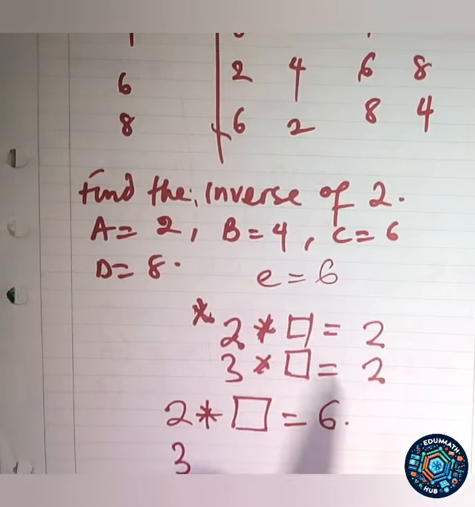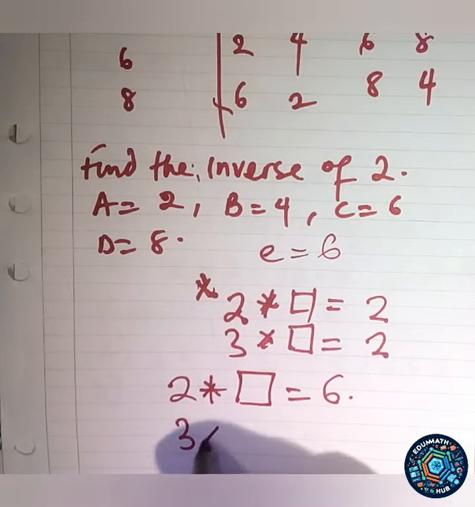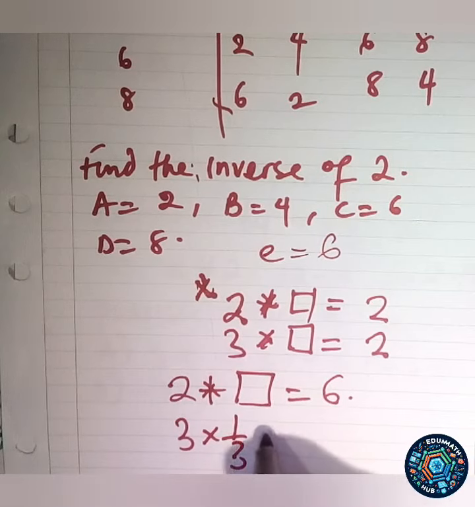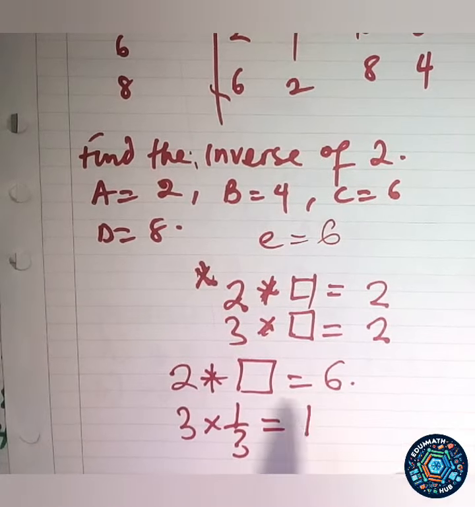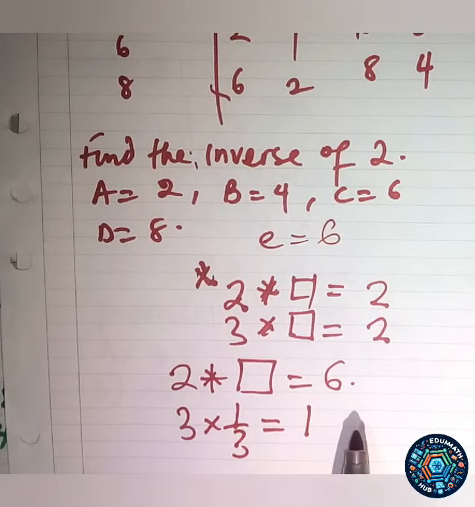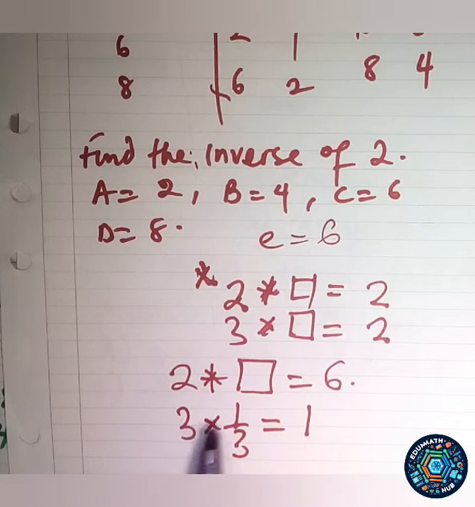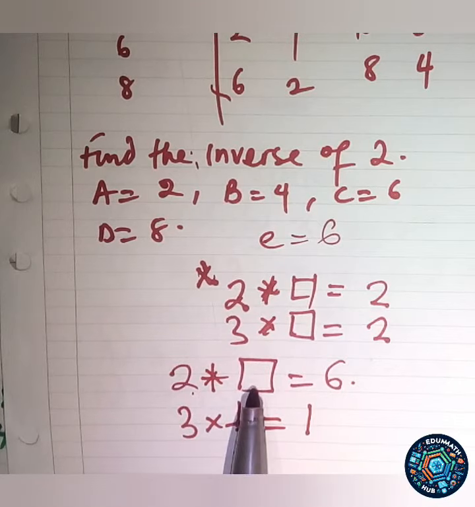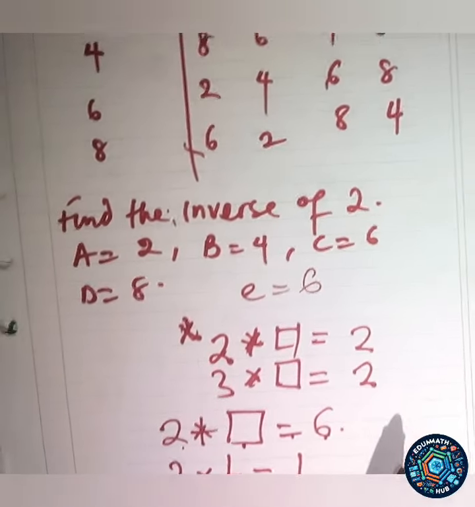The inverse of 3 is 1 over 3, and the answer that you're going to get is 1. 1 is the identity element for multiplication. So we need 3 operator inverse that will give you 1. Here, 2 operator something that will give you 6. It's straightforward. Go to your table now.